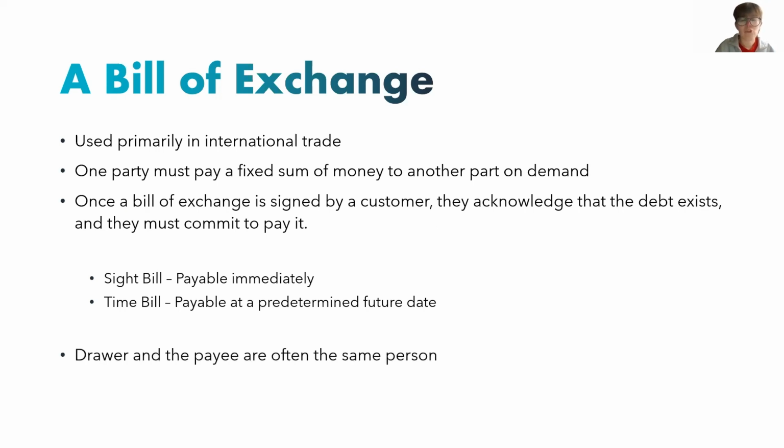You may see the terms drawer and payee. They are often the same person. So the drawer is the supplier, and the payee could also be the supplier as well.